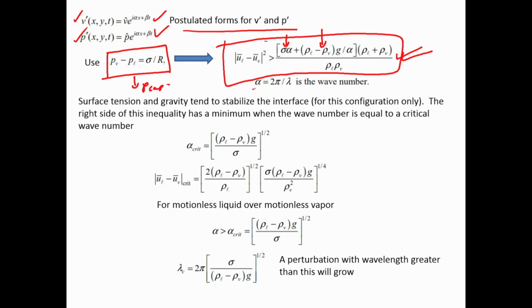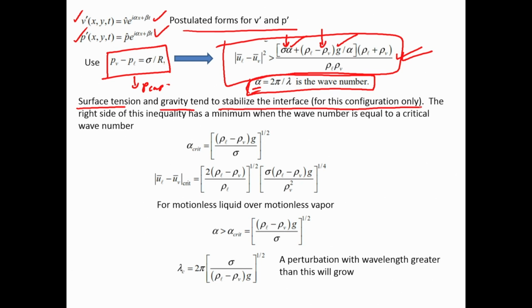And this alpha that we have written over here is called the wave number. It is 2 pi by lambda, where lambda is the wavelength. So, alpha is the wave number. Now, this is the surface tension term, and this is the gravity term, that is what we told. So, surface tension and gravity tend to stabilize the interface for this configuration.